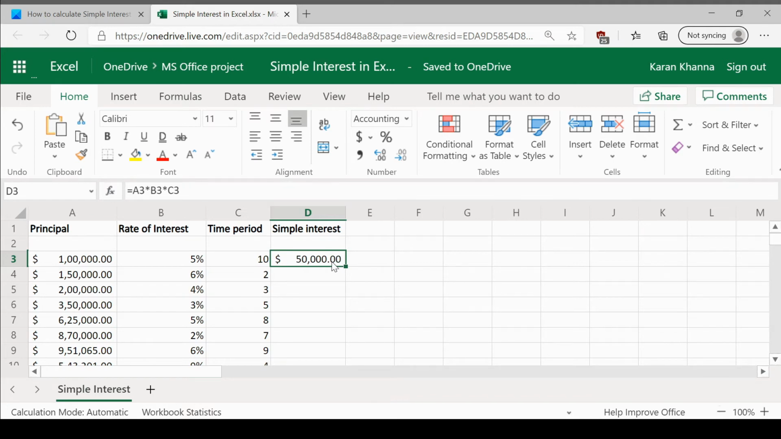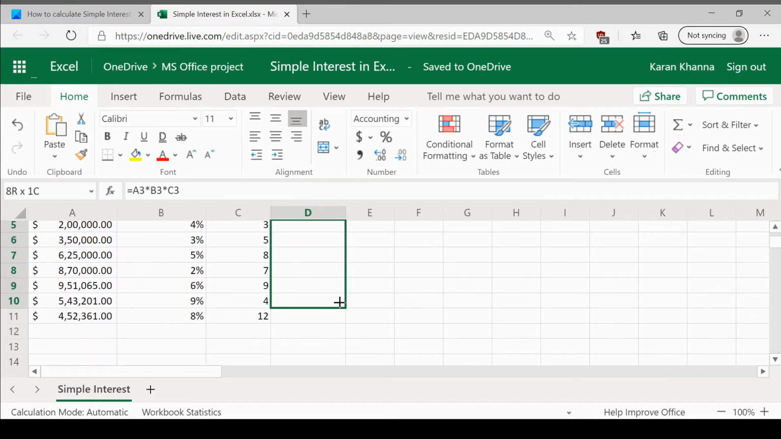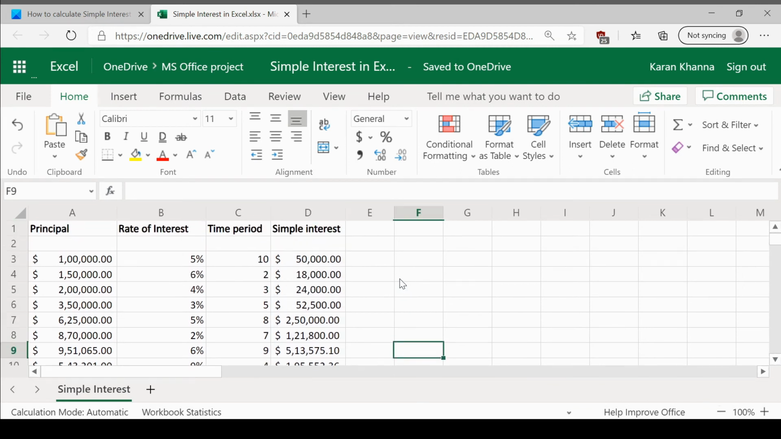Click back on the cell with the formula. You would notice this little dot at the right bottom corner of the selected cell. Hover your mouse over it, click on it, and without releasing the click, pull the formula down to the last cell. Isn't this easy? Yes, seemingly, but there's a catch.